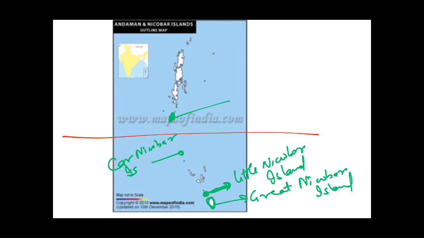And you can see this point. This is known as Indira Point, and this is the most important point. Why is it important? Because it is the southernmost point of India. It lies at 6 degrees 4 minutes. But one more thing you should know is that Indira Point was submerged by the tsunami of 2004.